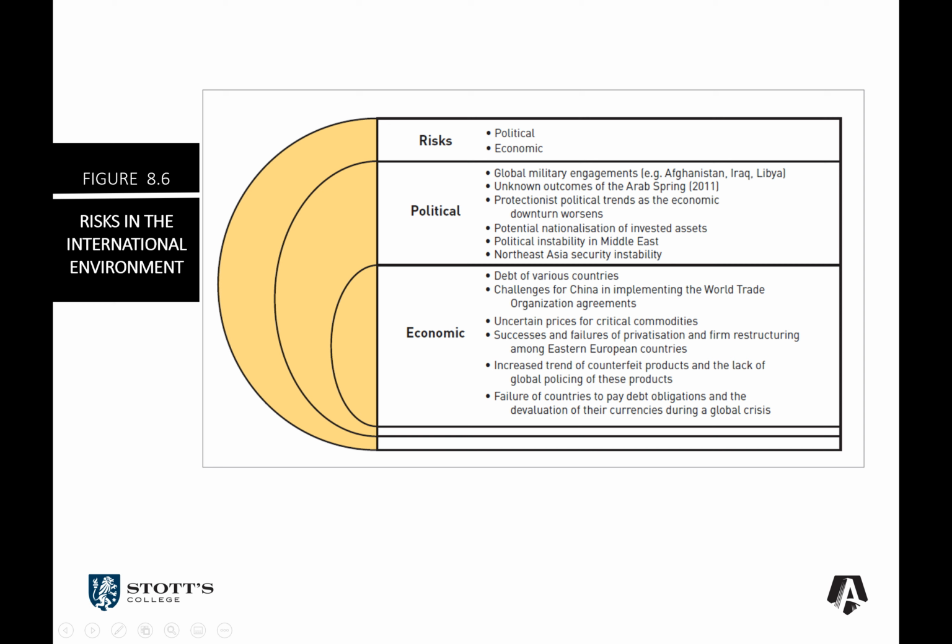So, the risks can broadly be divided into two categories: political risk and economic risk. Political risk includes things like military engagements, which can also lead to sanctions, unknown outcomes, the uncertainty that came from the Arab Spring in 2011, the uncertainty that's existing in the way different countries are dealing with the COVID-19 virus, protectionist political trends like Donald Trump changing the way that trade to America is occurring, often quite arbitrarily.